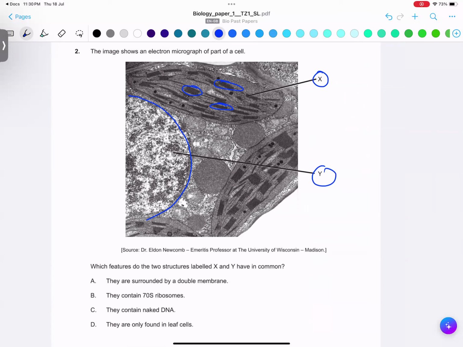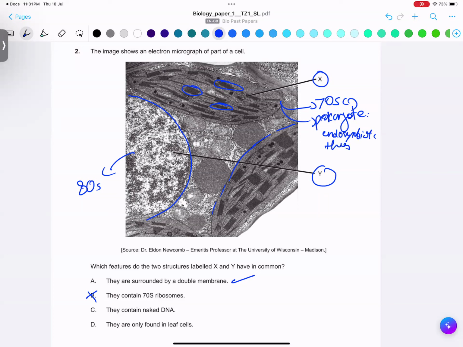So what do these two have in common? They are surrounded by a double membrane. This is technically true. You can even see the double membranes here. They contain 70S ribosomes. This is false. The chloroplast does contain 70S ribosomes, but the nucleus contains 80S ribosomes, because the chloroplast was once a prokaryote. This is due to the endosymbiotic theory. So it's a prokaryote, which is why it has 70S ribosomes.